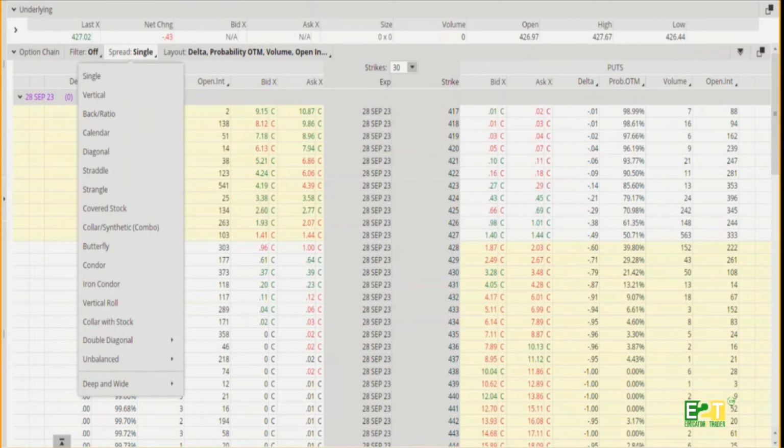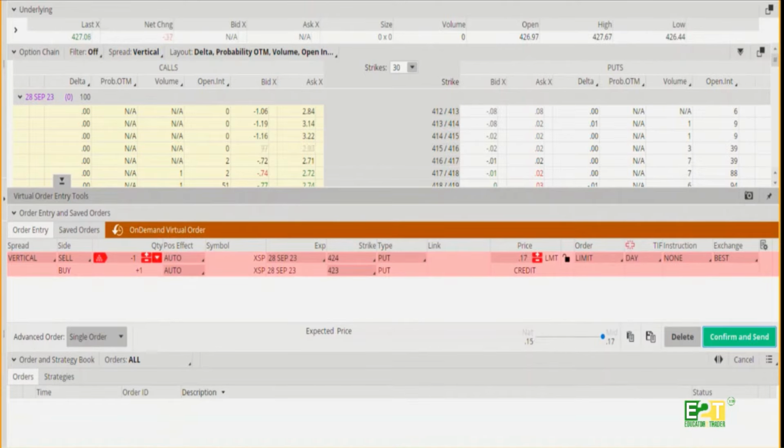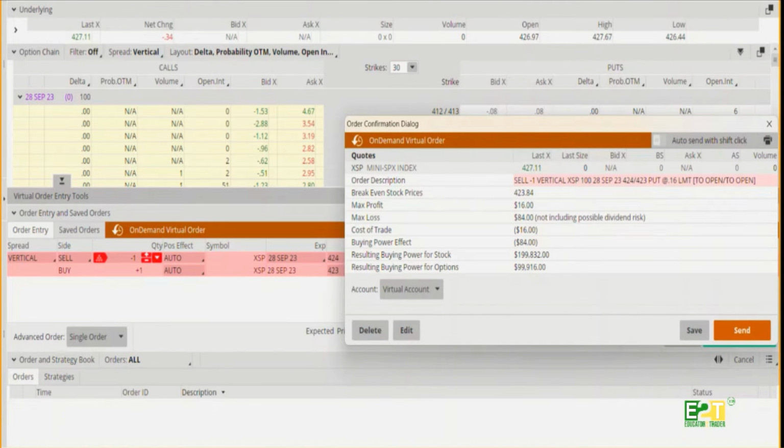We now change the spread from single to vertical. We looked at 423 to 424. We like those strikes. You would select the bid column. It is going to pay you $17 in premiums. You're doing a one spread, a put credit spread, 423, 424, believing that price will stay above the 424. When you like everything that's there, you select it.